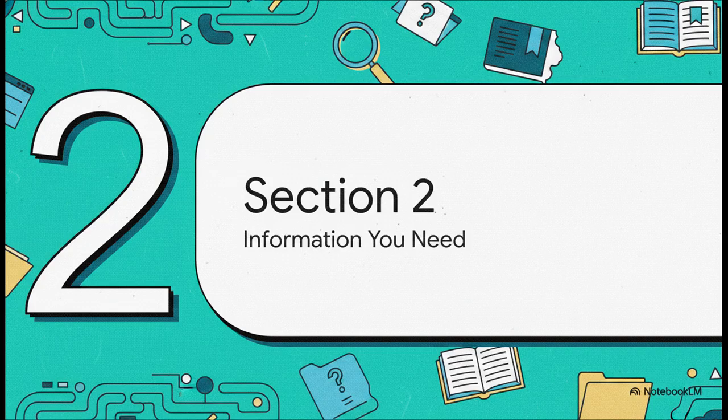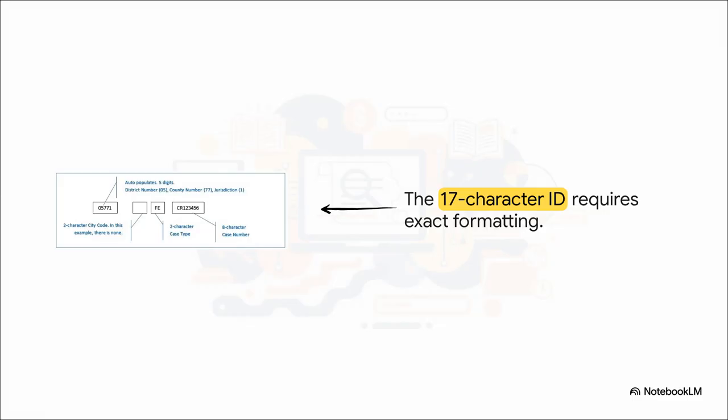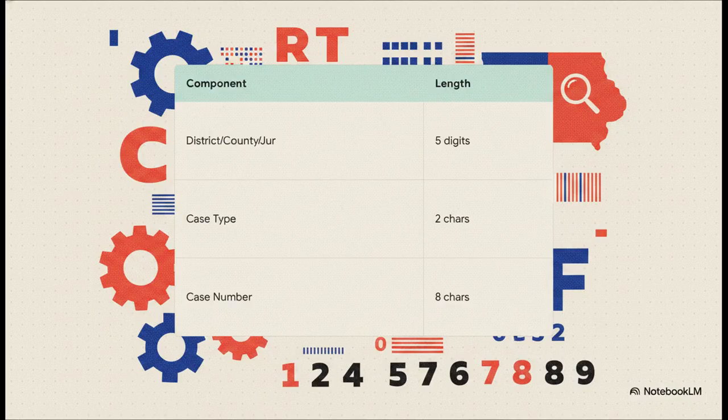Section 2. Information you need. Okay, if you have the case ID, this is your absolute fastest route, but it requires exact formatting. We're talking about a very strict 17-character structure. That case ID is basically a giant puzzle broken down into specific pieces. It combines a 5-digit district and county code, a 2-character case type, like FE for example, and an 8-character case number. You've got to format this perfectly, and this is key. Absolutely use capital letters for any letters in that ID.